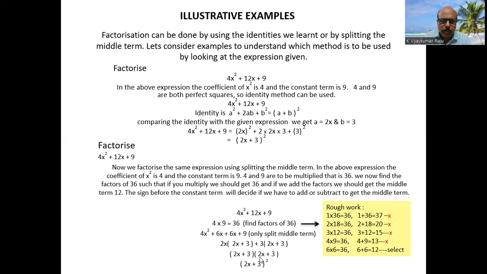Once you take it out, outside the first bracket you have got 2x, write it in the first term. And outside the second bracket, you have got plus 3, right? So 2x plus 3, 2x plus 3. This 2x plus 3 is written 2 times. Therefore, you can write it as 2x plus 3 whole square. So if you see here, you get the same answer here also. So irrespective of which method you follow, you will get the same answer. Okay. Now, I'll consider one more example.